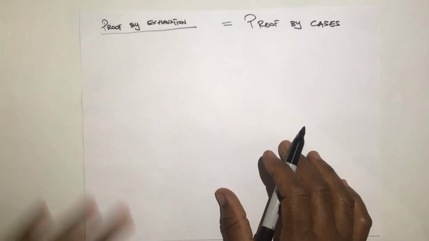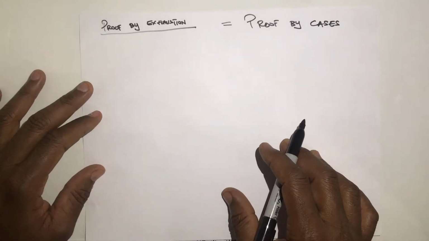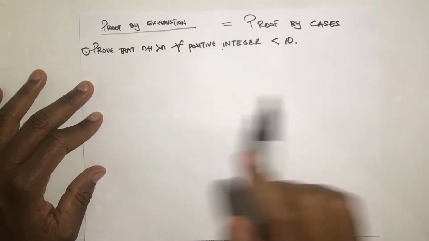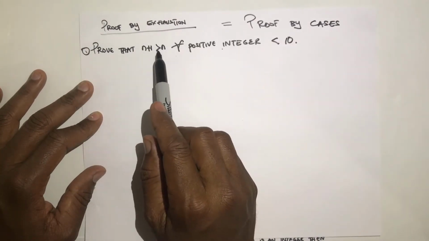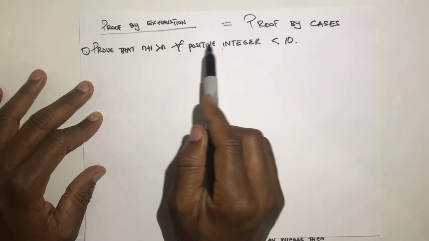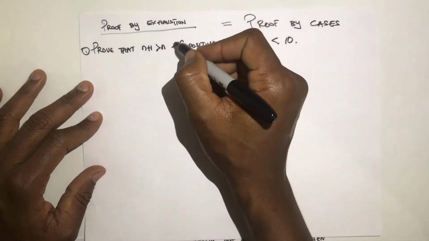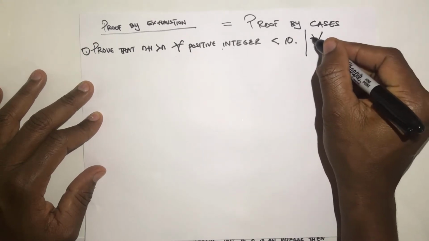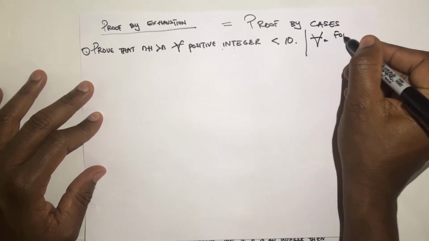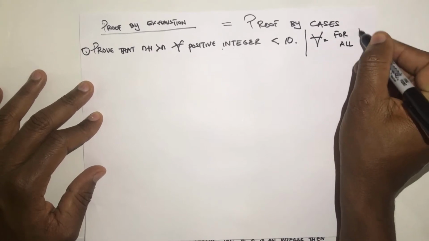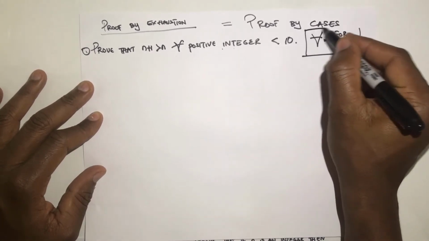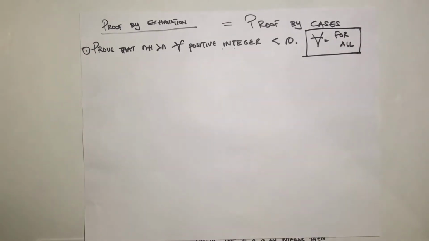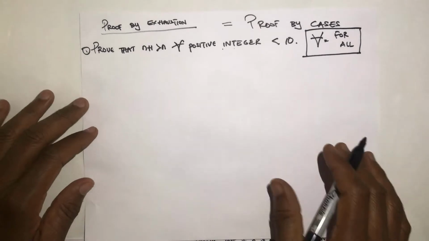Now, in looking at a particular question in proofs by exhaustion, let us take this one into consideration. It says: prove that n plus 1 is greater than n for all positive integers less than 10. To note, this sign stands for all. The sign is like an upside down A. It means for all. Isn't math beautiful? So it says prove that n plus 1 is greater than n for all positive integers less than 10.